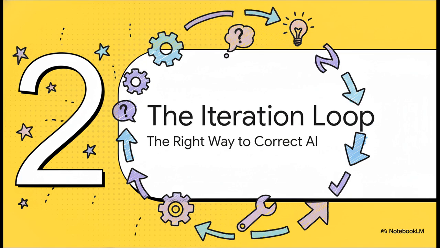Okay, so if starting over is the wrong way, what's the right way to correct the AI? Well, the solution is this really simple but incredibly powerful concept called the iteration loop. Honestly, this is the pro move. This is how you really start to get exactly what you want from the AI.